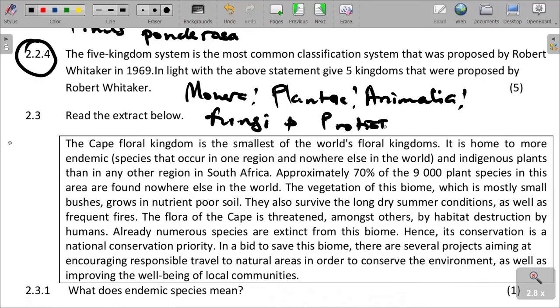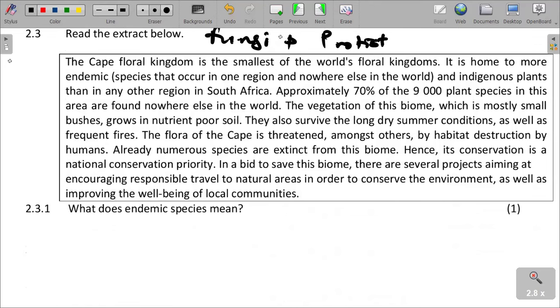What I'm saying again, go to the channel, the latest 2020 term 4 video. It has this, which explains the classification system.